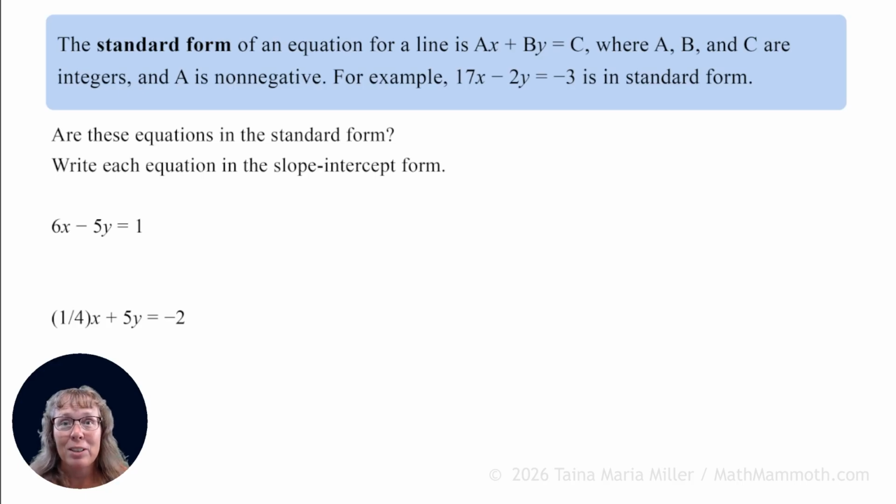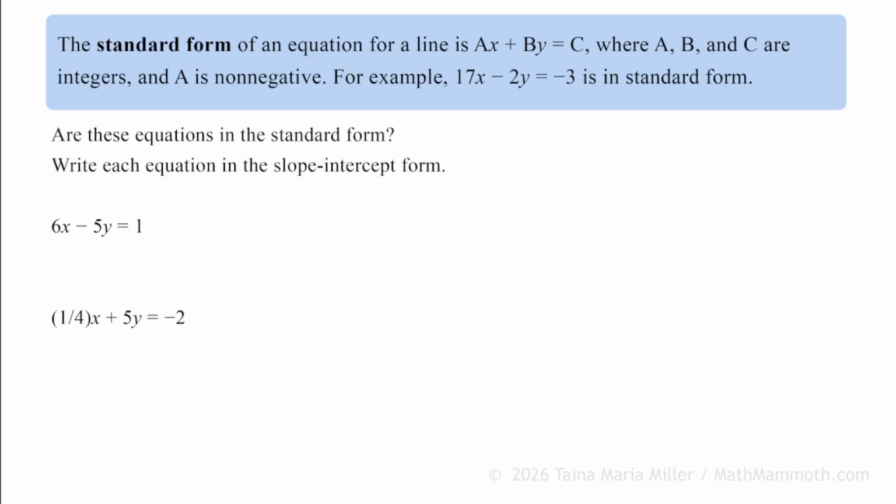In this video, we're going to look at the standard form of an equation for a line. And here it is: ax plus by equals c, where a, b, and c are integers, and also a, this first one here, is non-negative. So for example, 17x minus 2y equals minus 3 is in standard form.